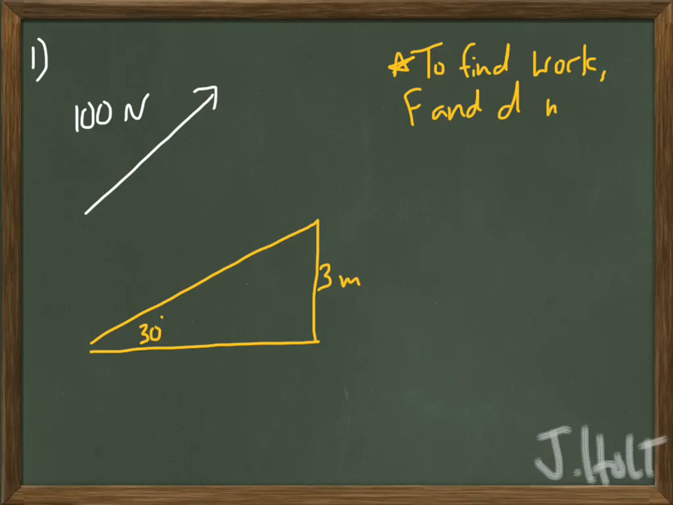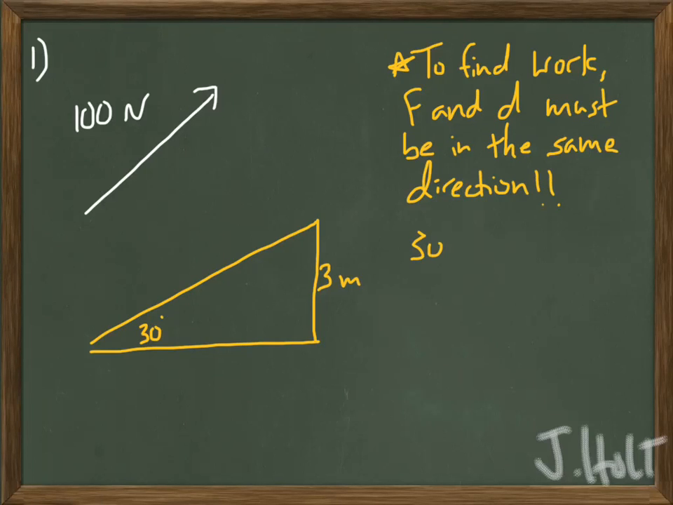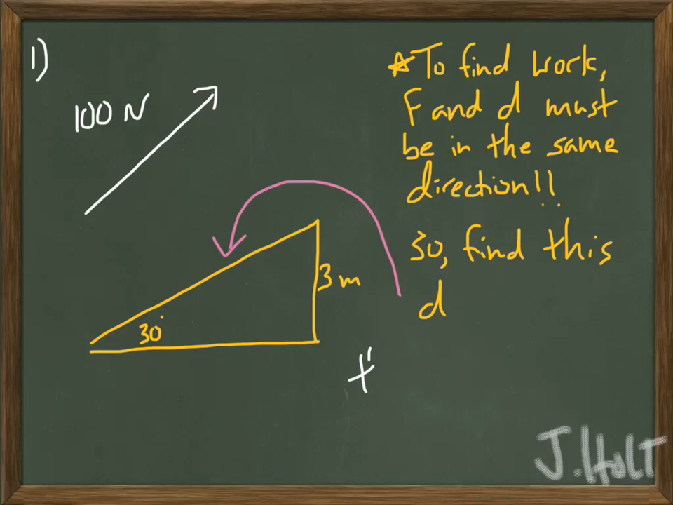If you're going to use your work equals FD equation, the force and the distance must be in the same exact direction. So if one is going to be at a 30-degree angle, then the other one needs to be at a 30-degree angle. So right now your force is at an angle, but your height is at a different angle.